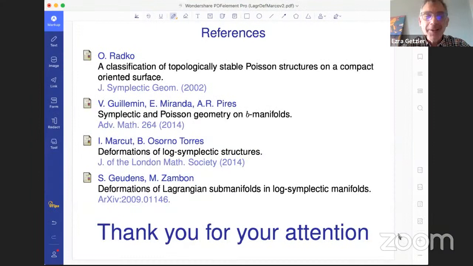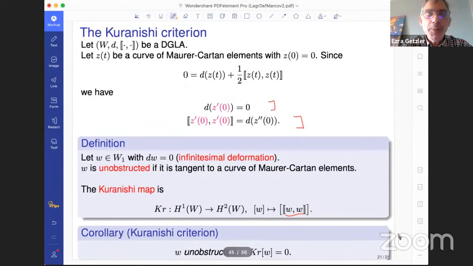I was curious, thanks for the talk. When you introduced the Kuranishi criterion, I think a priori it's not even clear that unobstructed classes form a closed subset. Well, there are several issues there. Closed subset of what? Let's say the space of cocycles, or if you prefer, of cohomology. The zero locus of the Kuranishi map is an algebraic variety, so it's definitely a closed subset of cohomology. But the condition of being unobstructed, it's not clear to me at least that it's even a closed subset. But you proved that the unobstructed cocycles were a closed subset in your setting. So that seems already an interesting statement.